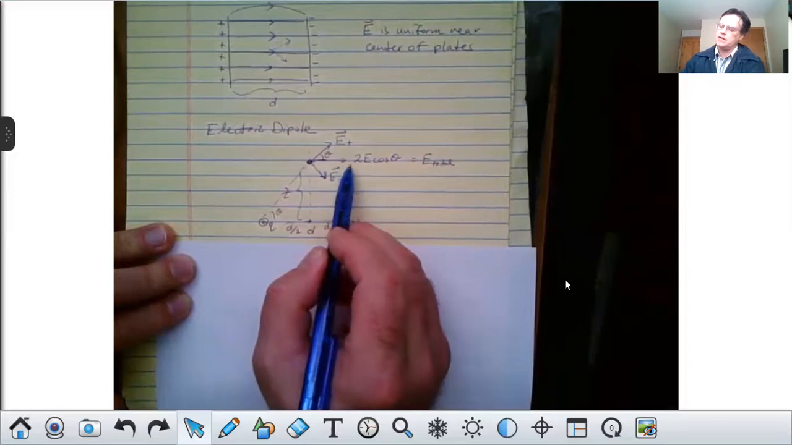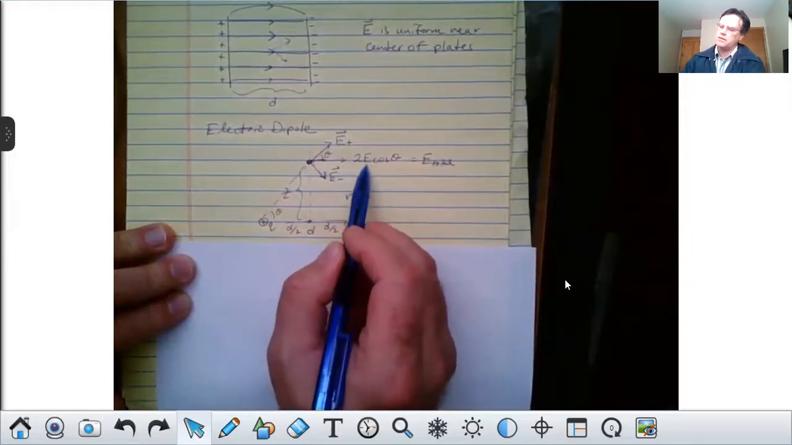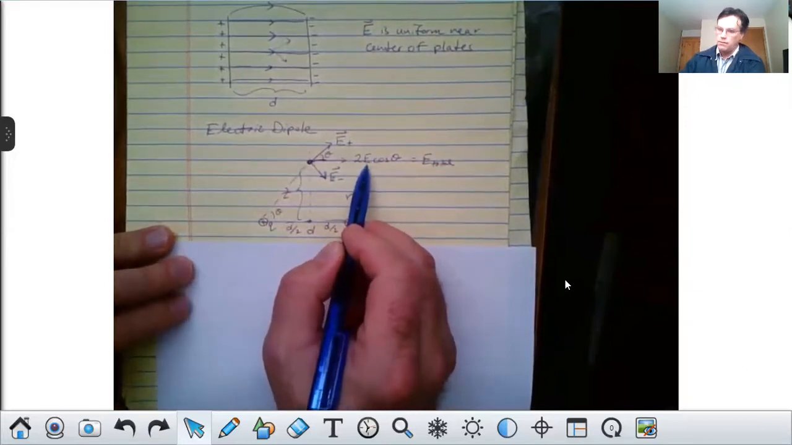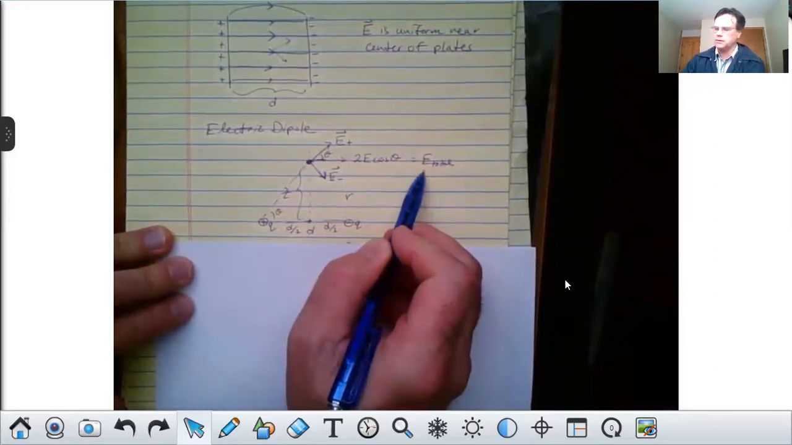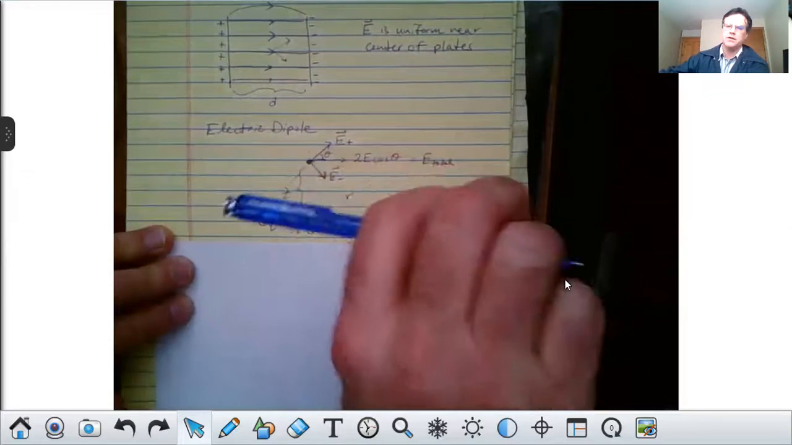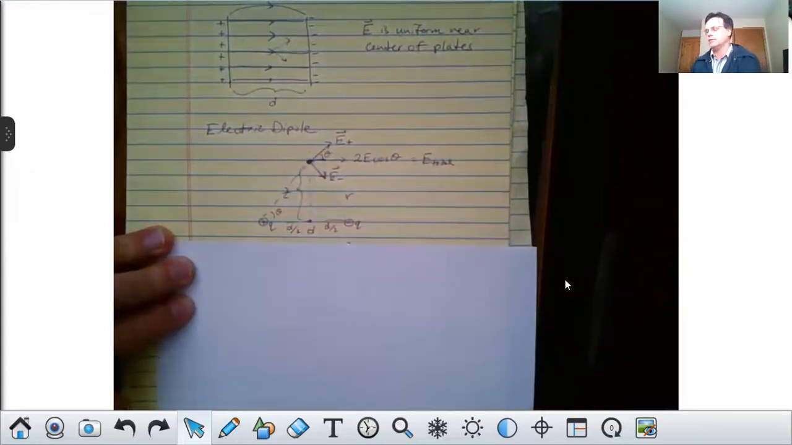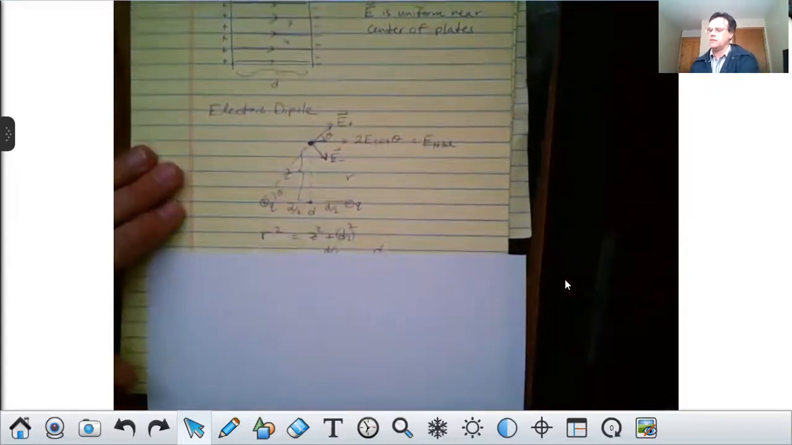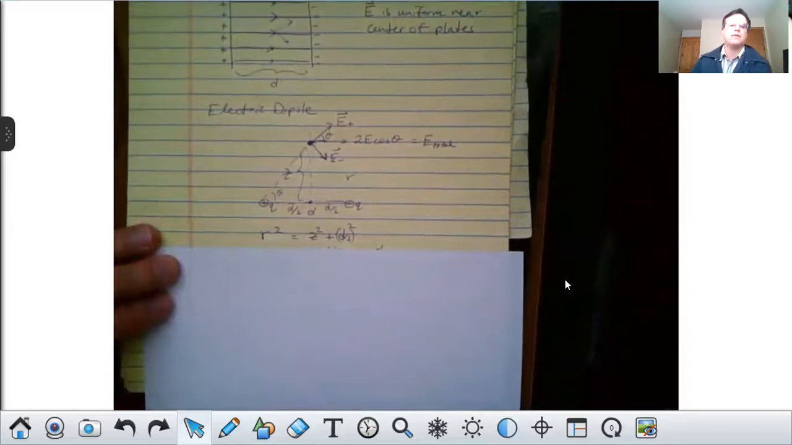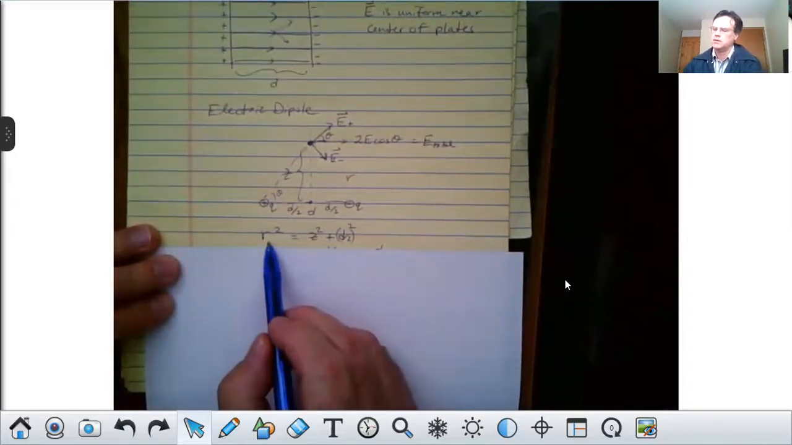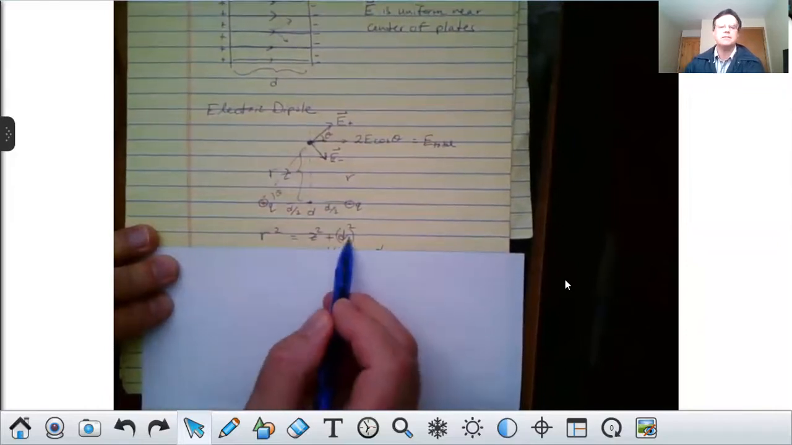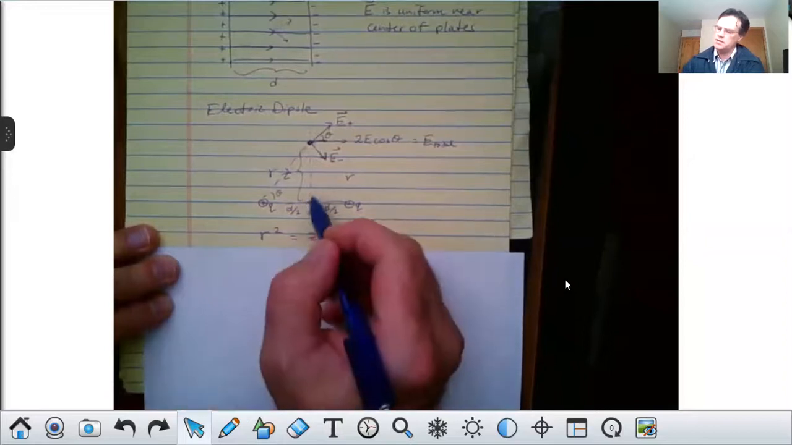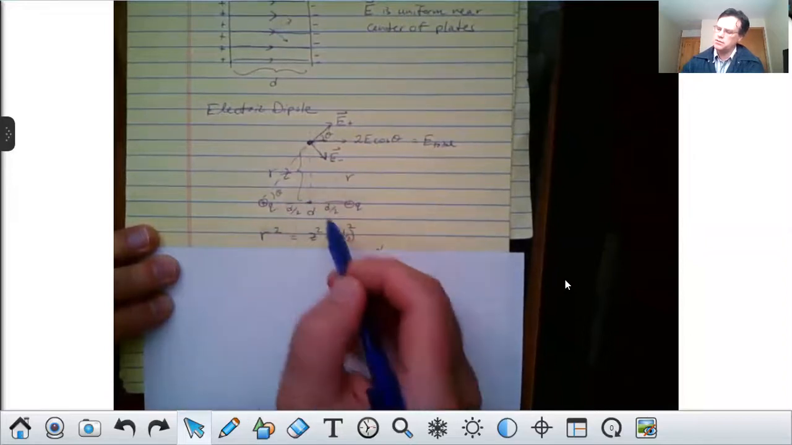So I'm going to write that as 2 times my magnitude of electric field from one point charge, cosine theta, and that's my total electric field. It's pointing directly to the right in the x direction only. So how do I calculate the magnitude? Well, first of all, I may want to do some geometry or trigonometry to write my r in terms of z and d. So r squared is z squared plus d over 2 squared.